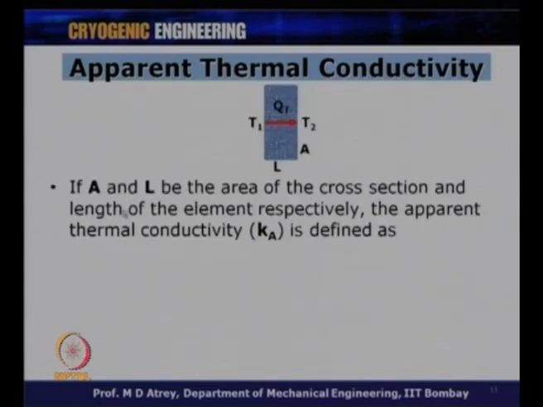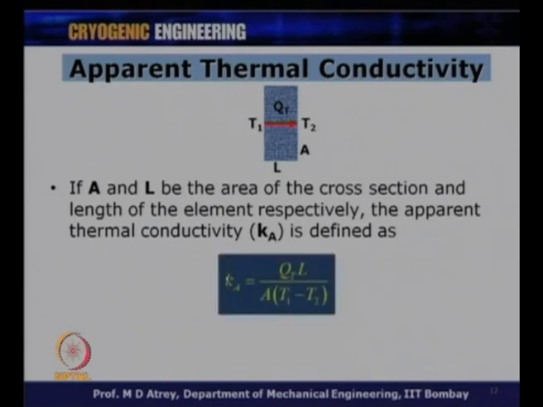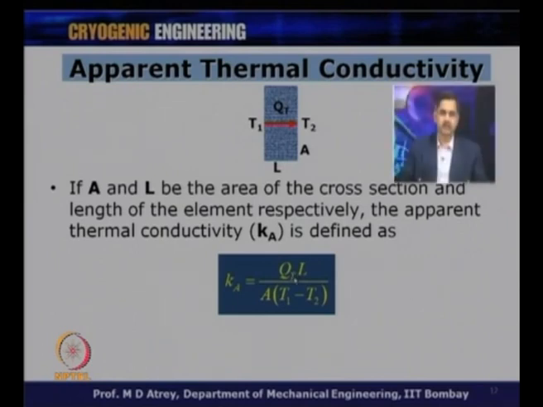So, if we identify A and L, A is the cross section area and L is the length of the element respectively. The apparent thermal conductivity Ka is defined as Ka is equal to Qt into L divided by A into (T1 minus T2), using the famous Fourier law. However, Fourier's law holds good only for conductive heat transfer, but I am putting Qt here. Why am I doing that?